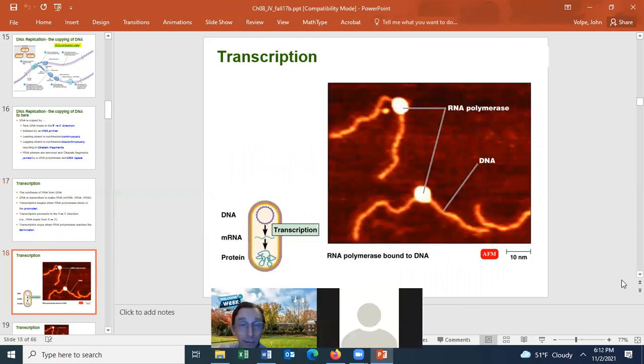Here we're looking at a picture of RNA transcription. This is an artist's rendition: DNA transcribed into messenger RNA, transcribed into protein. And there is an actual image, not an electron microscopic image, I think this is a fluorescent image, of DNA and the RNA polymerase, and there's the RNA right there being made.